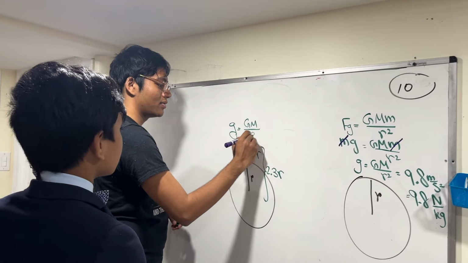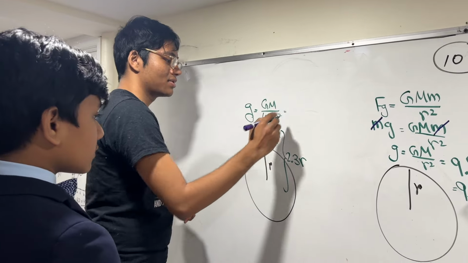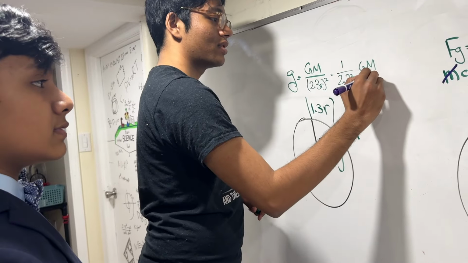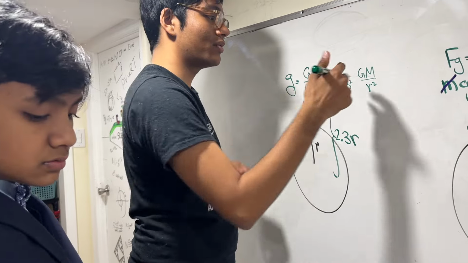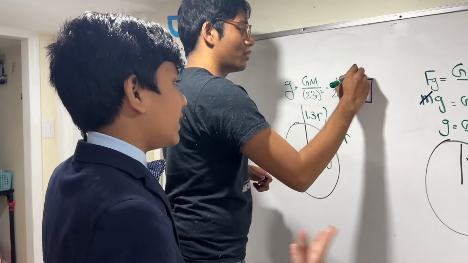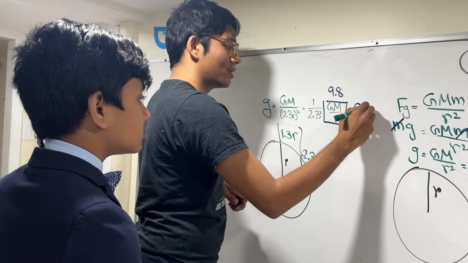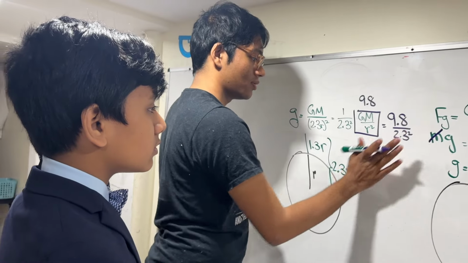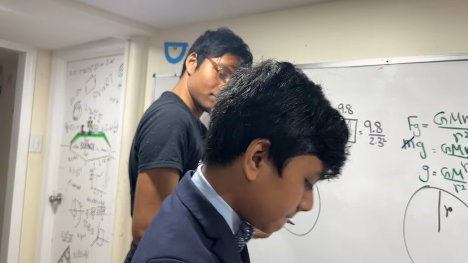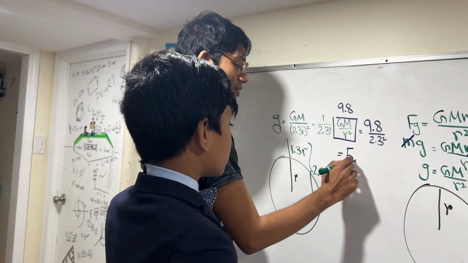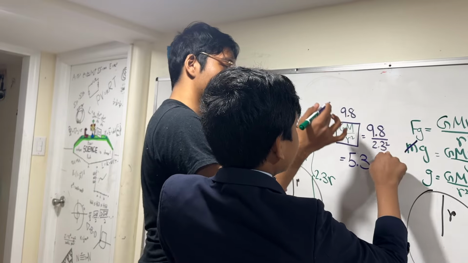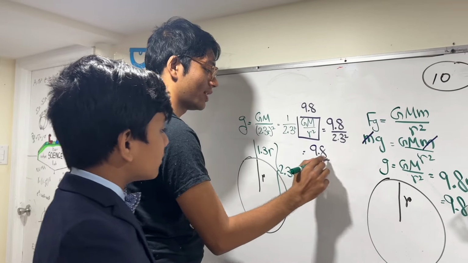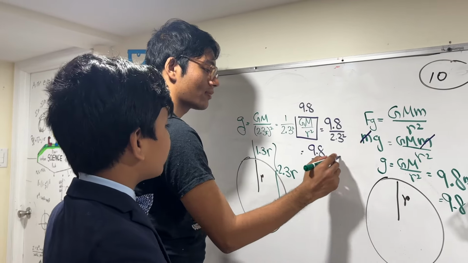We're going to have 2.3 times the radius of the Earth squared. So this is going to be, let me just factor out that 2.3 squared, GM over r squared. Now, of course, we already know what GM over r squared is. That's just 9.8. So the new gravitational field should be 9.8 over 2.3 squared. So 5.29, about 5.3. So 9.8 divided by 5.3, which is equal to 1.85.